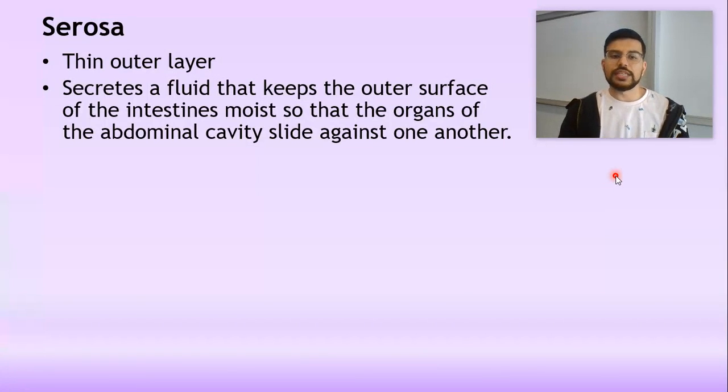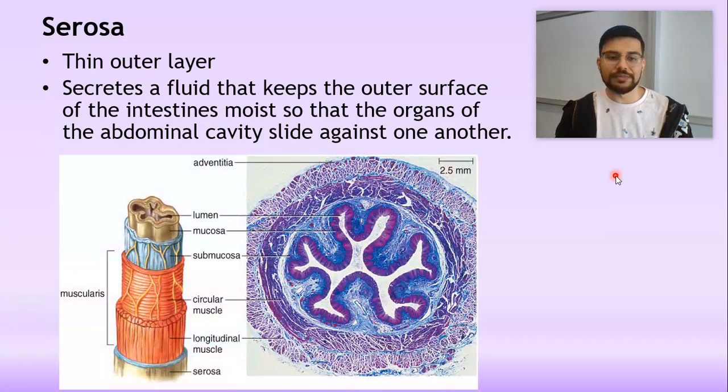The serosa is keeping the outside moist and wet so that your digestive tract isn't sticking to other parts that are inside of your body, because that will cause things like friction, and you don't want that inside of your body. So it keeps everything nice and wet to slide around against each other. And that's just the outermost piece.